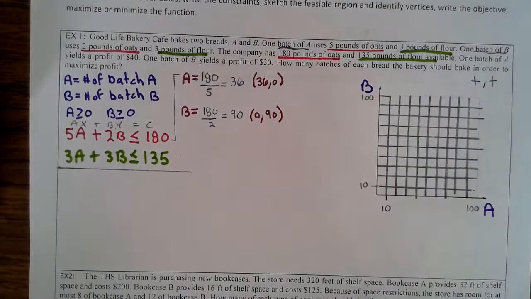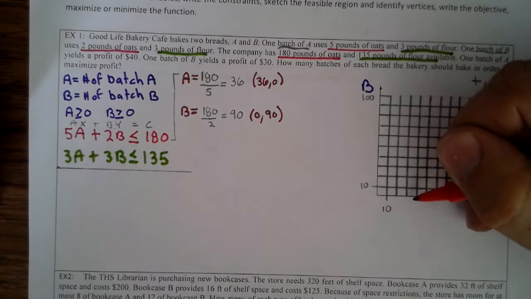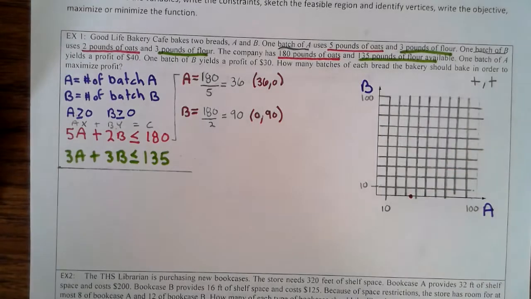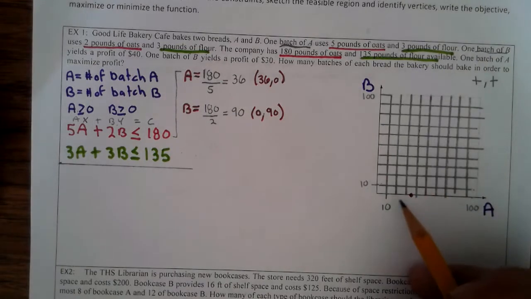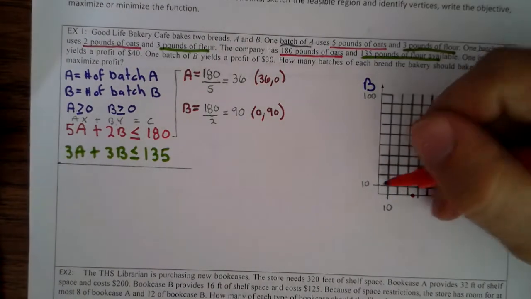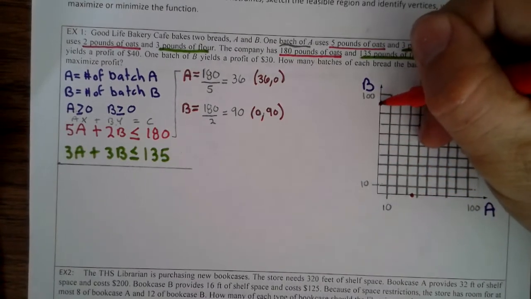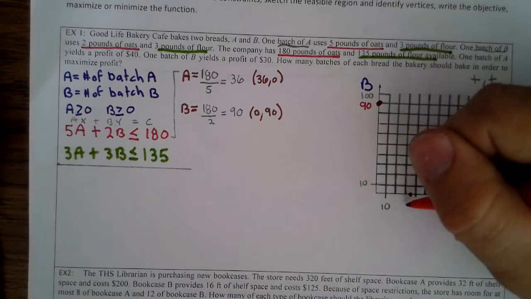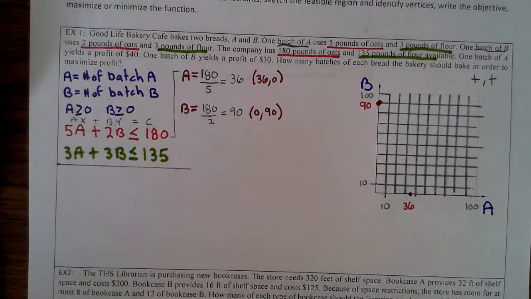So let's go ahead and graph those, okay? So 36, 0. So 10, 20, 30, 36 is right here because it's between 30 and 40. And then 90 is 10, 20, 30, 40, 50, 60, 70, 80, 90. That's 36. So we have our 2 points on the line.